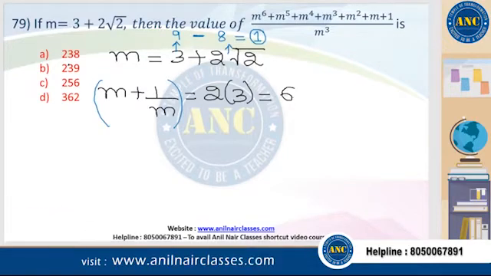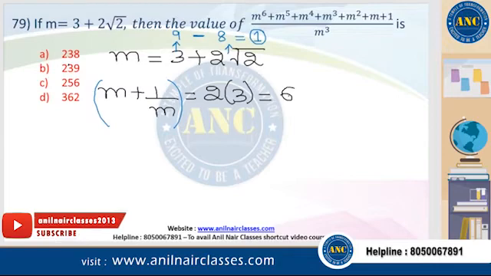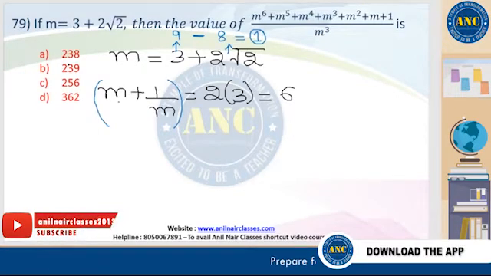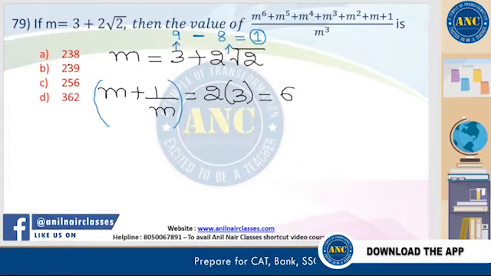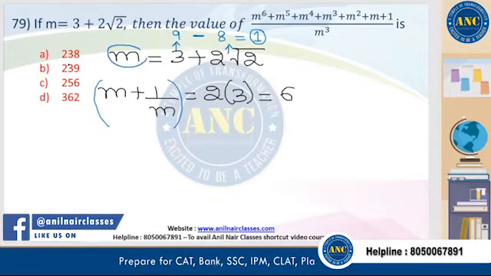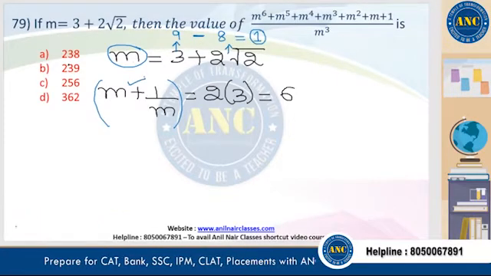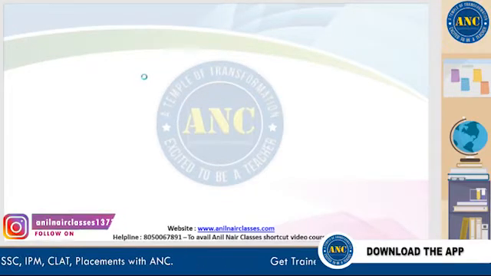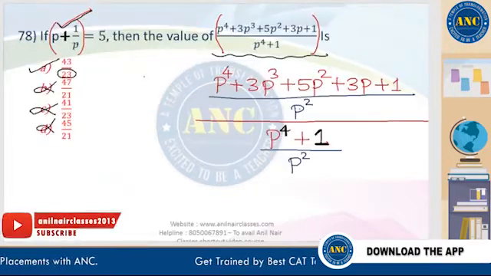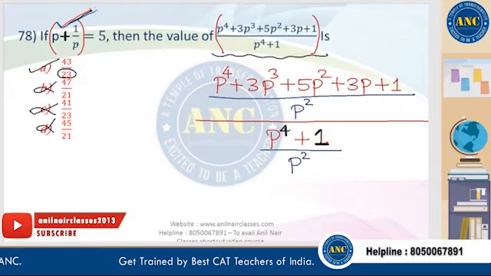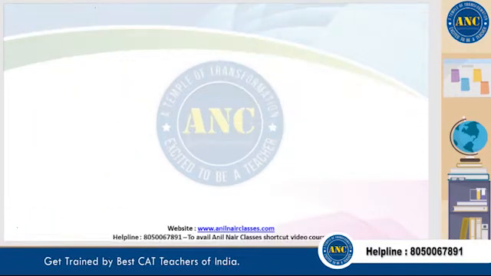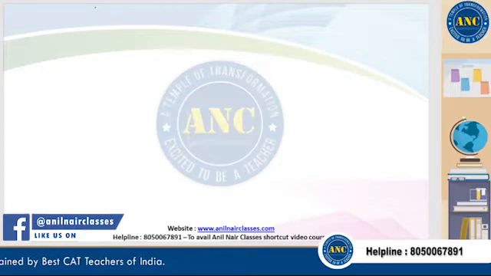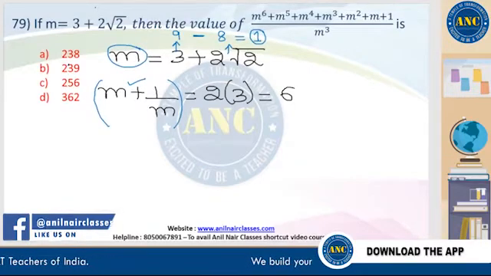Now this is what I have with me. I know the value of m plus 1 by m as 6. That means in this question they did not directly give you m plus 1 by m. They only gave you the m value, but I calculated m plus 1 by m in one extra step. So compared to the previous question 78, where they directly gave you p plus 1 by p, I did one extra step in the 79th question in finding out the m plus 1 by m value.